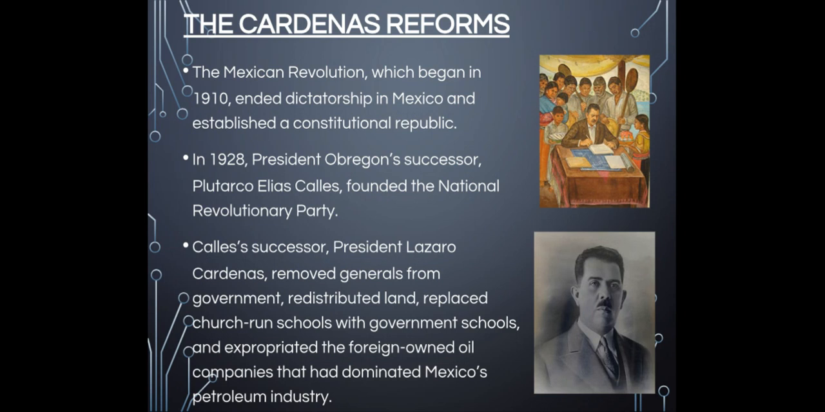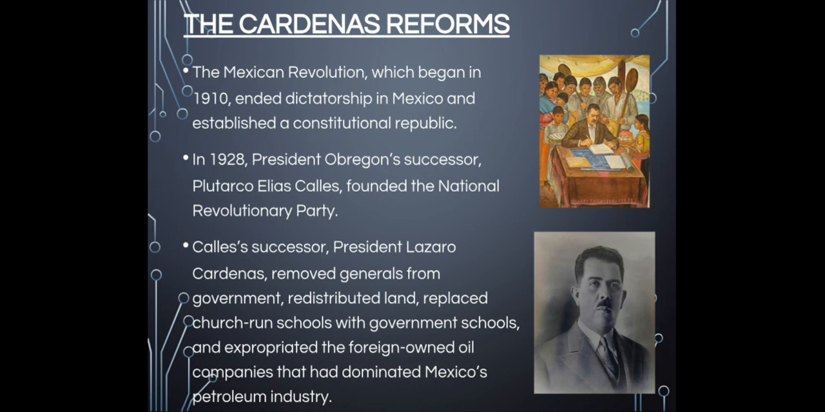In 1928, President Obregon's successor, Plutarco Elias Calles, founded the National Revolutionary Party that would get rid of the constitutionalists. And Calles' successor, you guessed it, was President Lázaro Cárdenas.